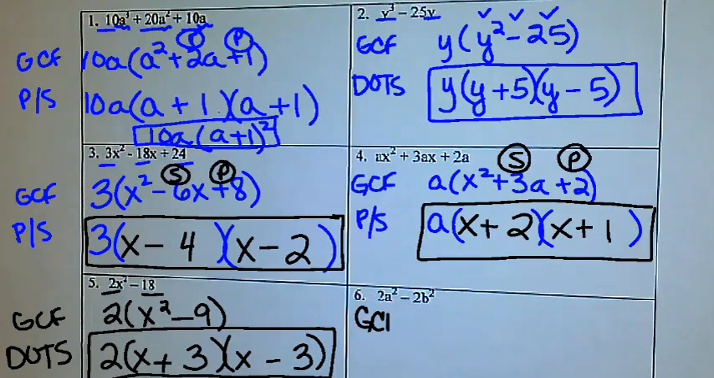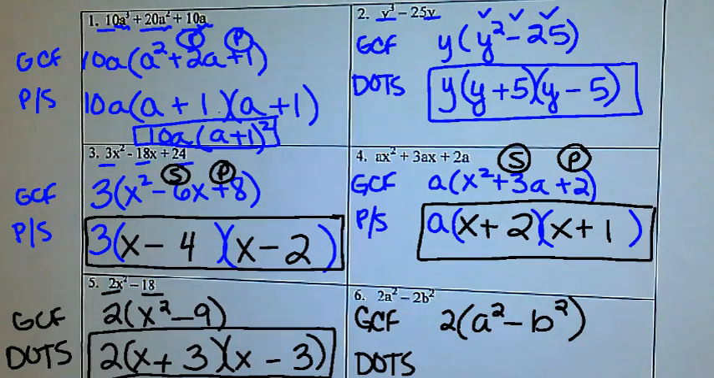Okay, hopefully you see that GCF of a 2. So take that 2 out, and I have an a squared minus a b squared. My exponents are even. It is a difference, so I can use dots. Okay, open up those two sets. Square root of a squared is a. Square root of b squared is b. One positive, one negative.